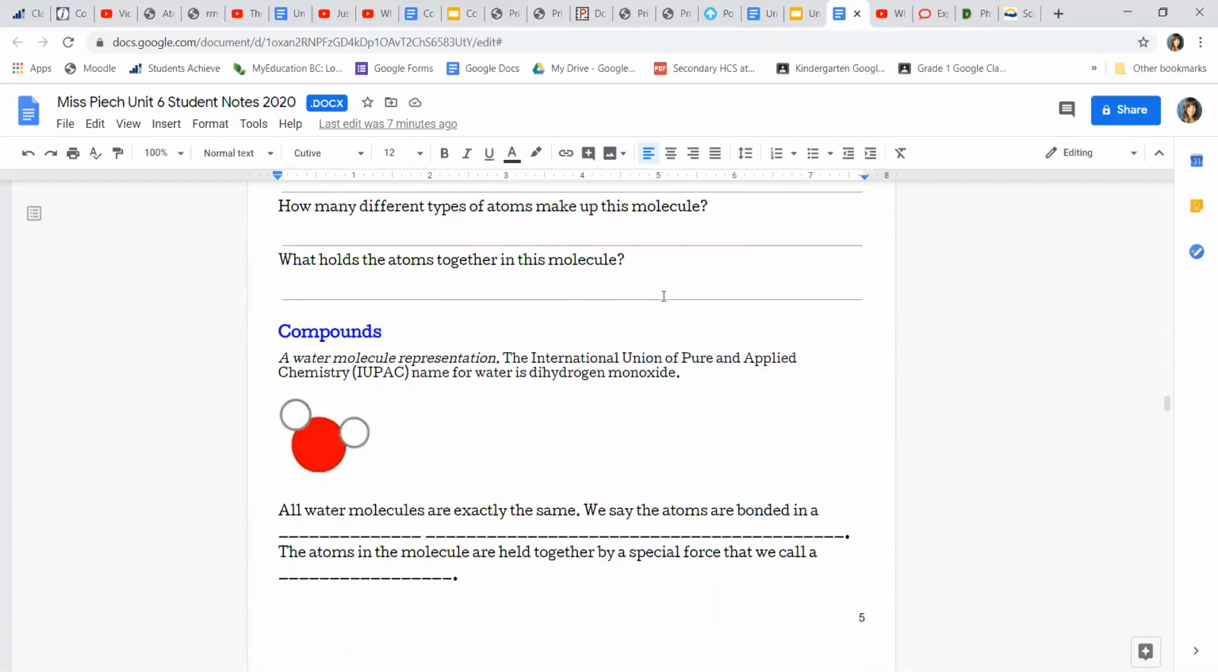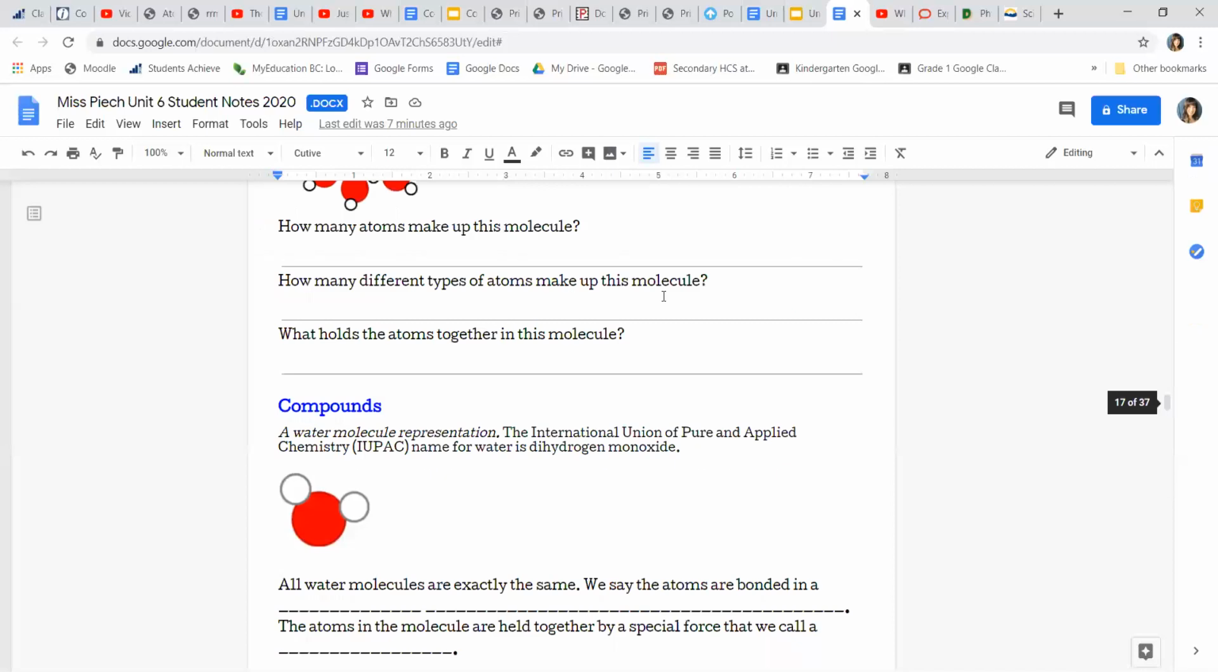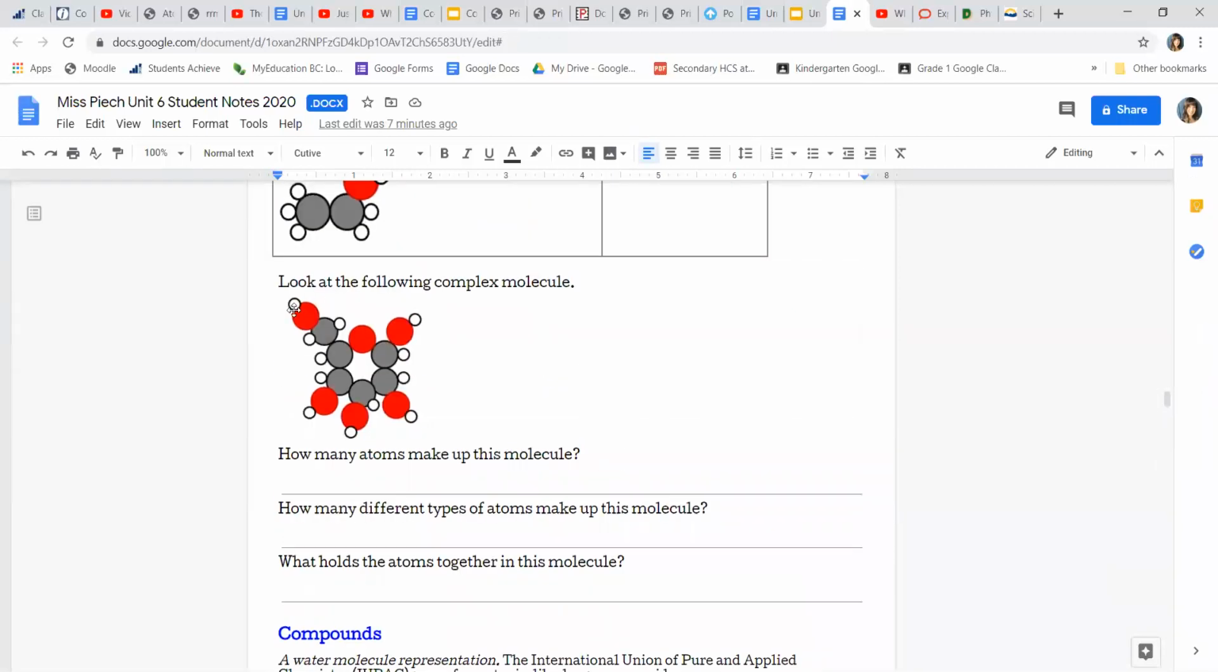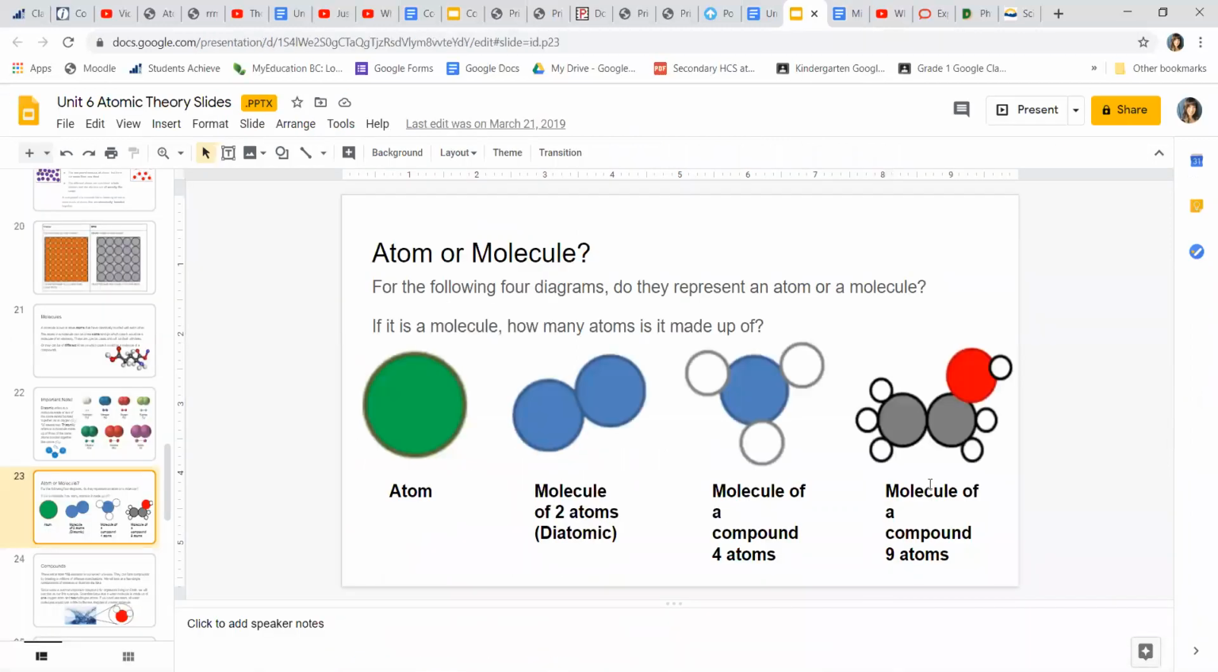And then what I want you to do is, oopsies, I'm going too far. I want you to see if you can count this up. How many atoms make up this molecule? And then how many different types of atoms make up this molecule? So number of atoms is like the total amount altogether, just like on here. The total amount altogether for this one was 9 atoms. But as far as different types of atoms, you're looking at really only 1, 2, 3. You're really only looking at 3 different types of atoms, but 9 atoms altogether.